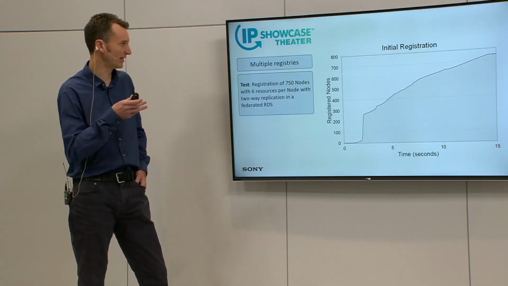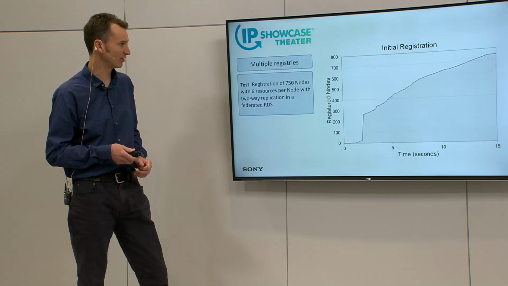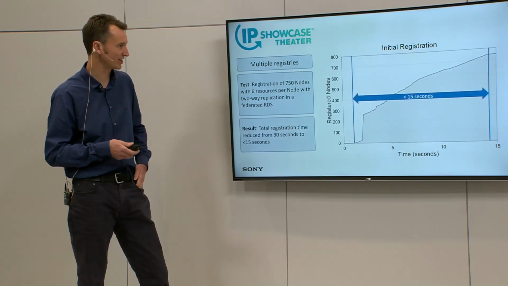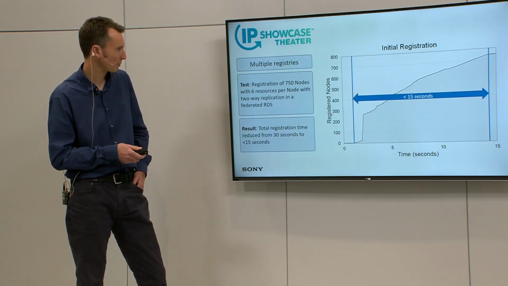The good news is, as well as providing the redundancy I spoke of by having 2 registries, it also reduces the initial registration time. So we're now down from the 30 seconds that we'd reached with our optimizations earlier to 15 seconds registration time for all those 750 nodes on our network. So using multiple registries is definitely a good thing.